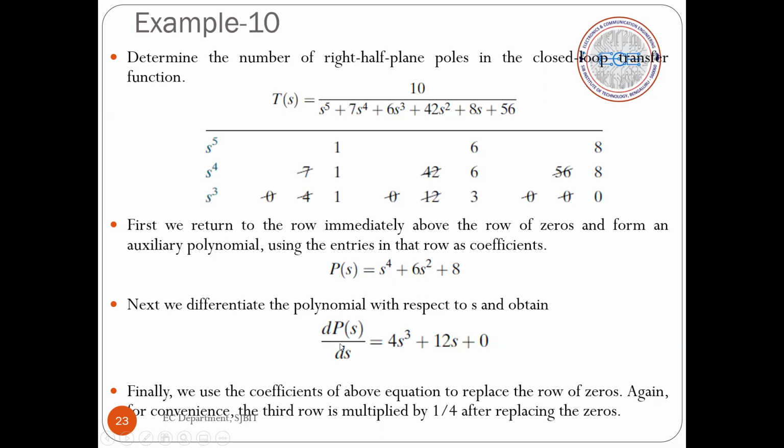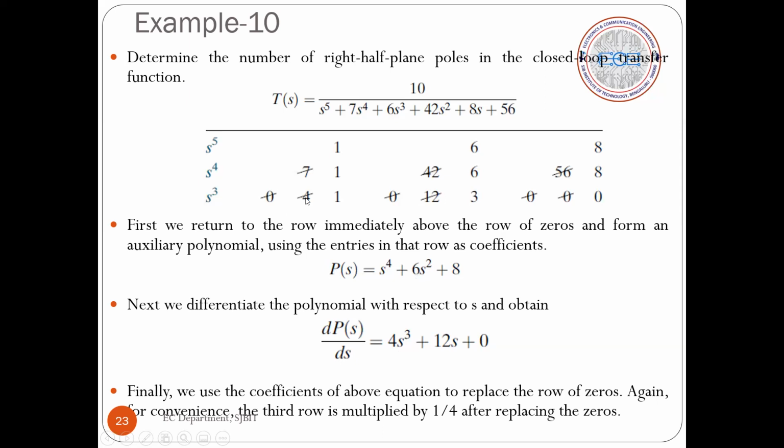So I took that auxiliary equation and I differentiated it. I got 4s cube plus 6 into 2, 12s, plus the constant becomes 0. So I got 4s cube plus 12s plus 0. I'll substitute that here in the s power 3 row. I cancel this 0 and I substitute 4, 12, and 0.